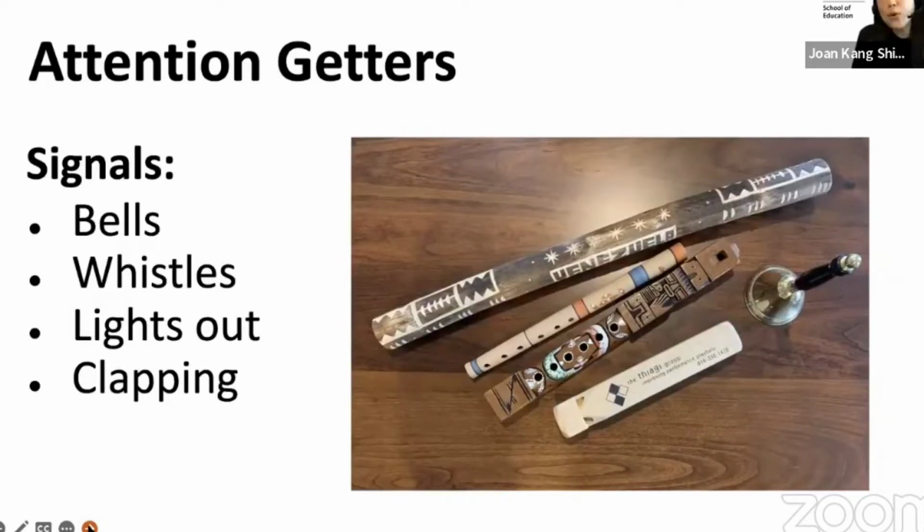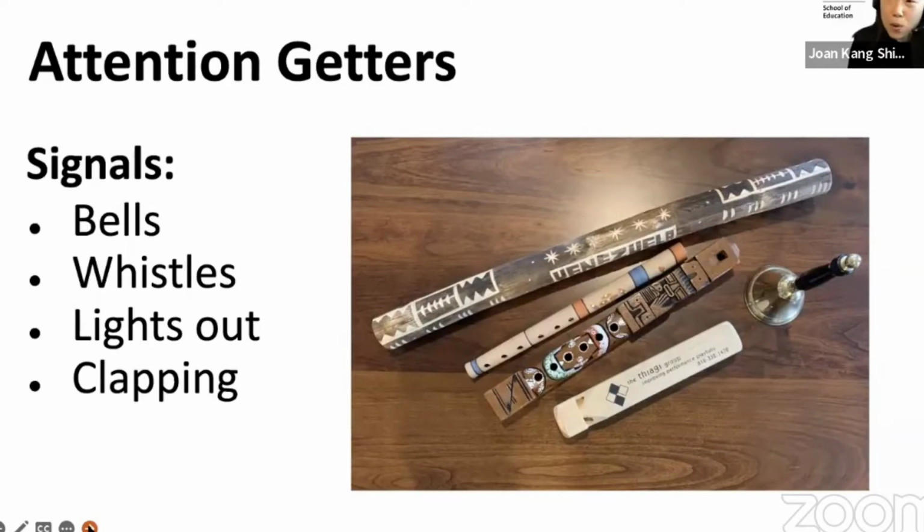Another thing that I know that we talked about in the VMOOC for TEYL is attention getters, right? So sometimes you do need to use things like a bell or even like a whistle. I have my train whistle. To get the attention of your students, or sometimes teachers do lights out or a clap a rhythm, and then students have to repeat. So these are good ideas for attention getters, and you probably want to use them or establish them with your young learners.